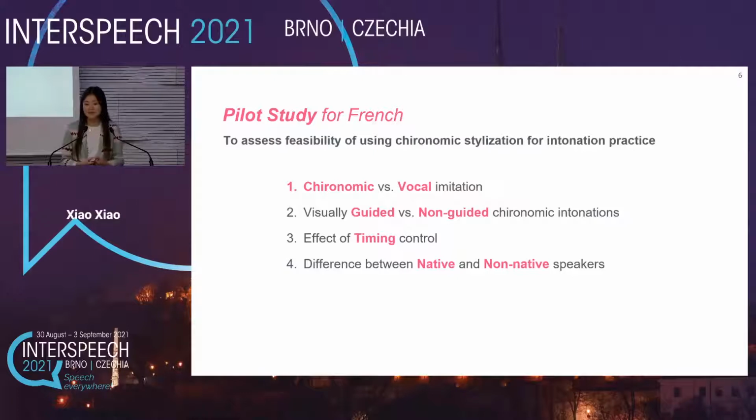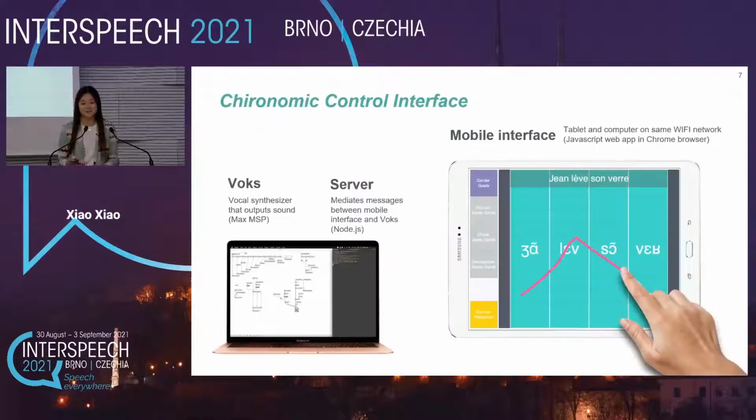So we were primarily interested in 4 questions. The first question is kind of replicating what was done before, comparing chironomic, gestural, versus vocal imitation of different phrases. And in addition to that, we also wanted to look at the effect of having a visual guide versus not having a guide, as well as having the addition of timing control in addition to just controlling the frequency. And of course, we're looking at not only native speakers, but also non-native speakers.